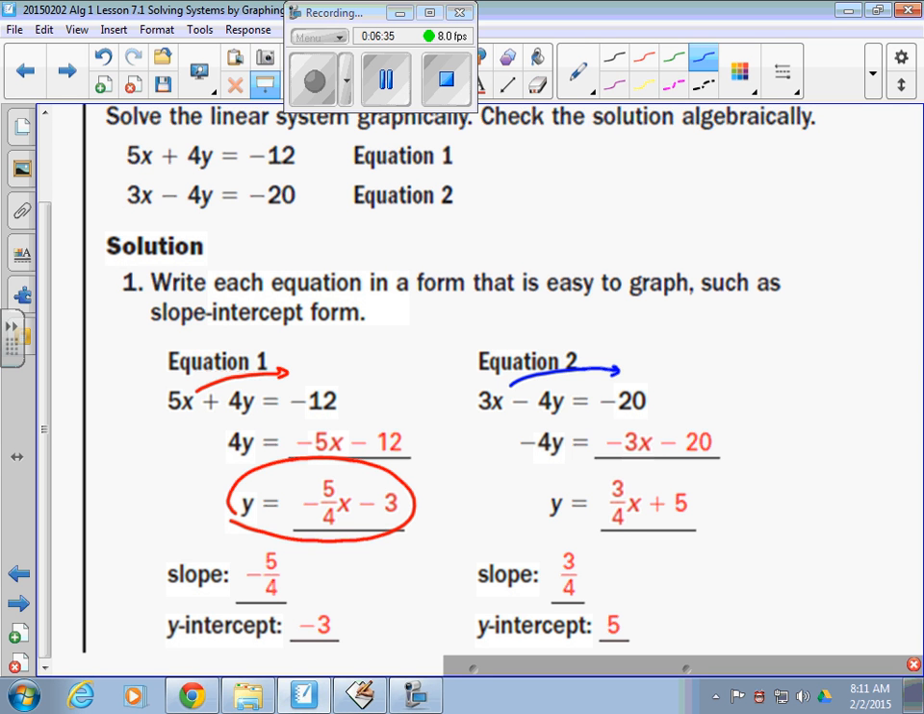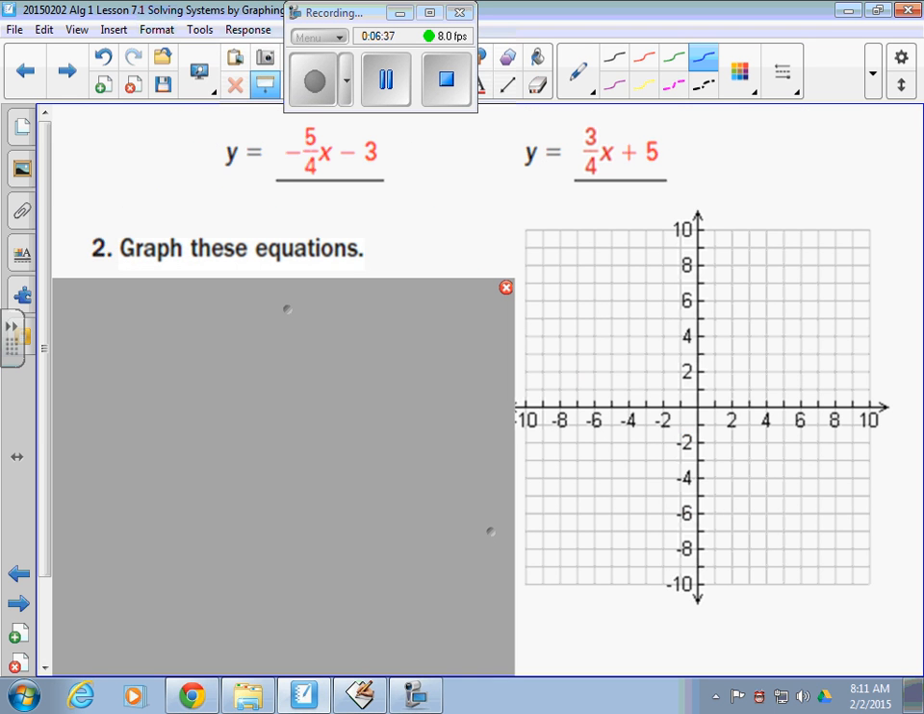Step number 2 is to graph both of them on the same plane. I'm going to make this one the blue line. Now, make sure when you graph these equations, you are drawing straight lines and you're trying to be as exact as possible. This is why you need to use graph paper. This is the first lesson that you actually need graph paper for, so that you don't make mistakes.